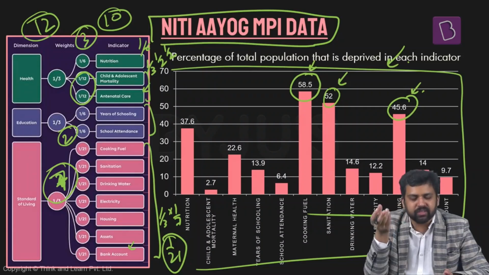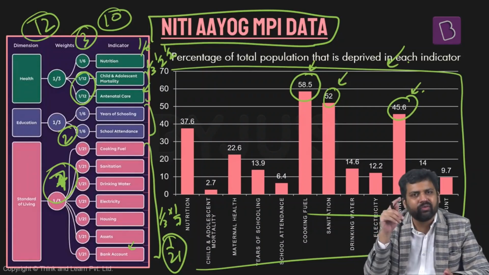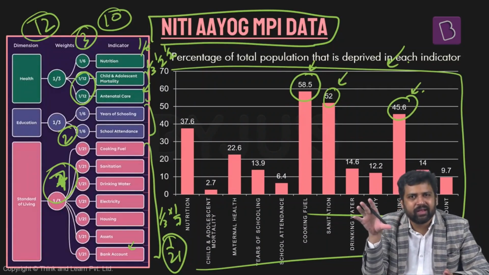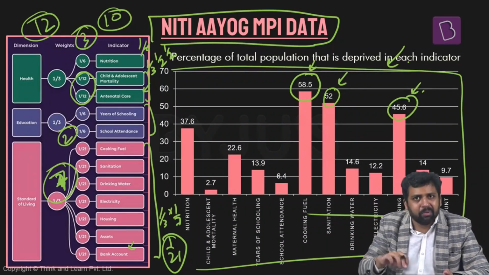Now, there can be 2 things here. First is this data that we have right now. It is on the basis of the 4th round of National Family Health Survey. Right? So the data is not recent. Right? It is from the period of 2014-15. Right? So these numbers that you see are not recent.